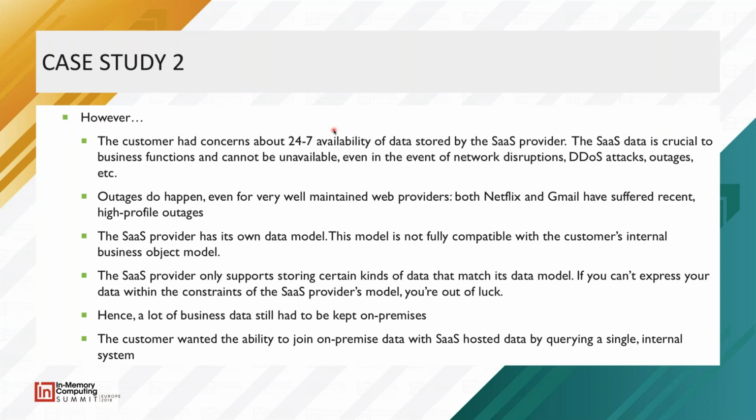So what if you can't get to the SaaS provider? Also, the SaaS provider has its own data model, right? Its own sort of JSON schema. And that data model is not compatible with the customer's internal legacy systems. Also, you can only put certain kinds of things in the SaaS system. So a lot of business data still has to be kept on-prem, right?